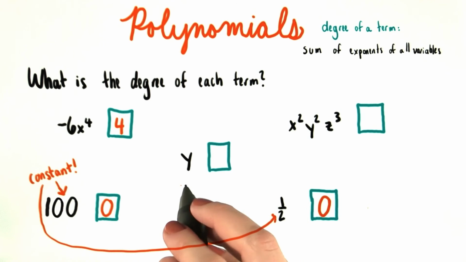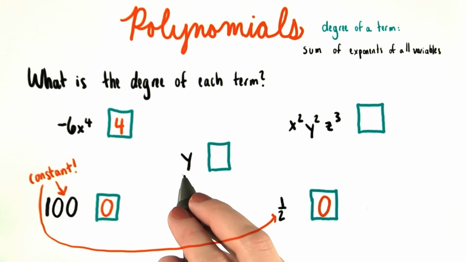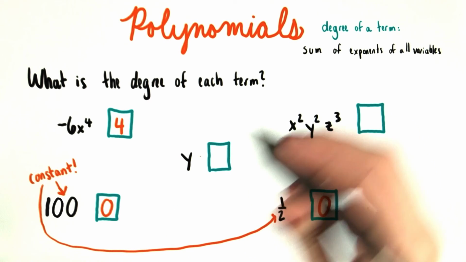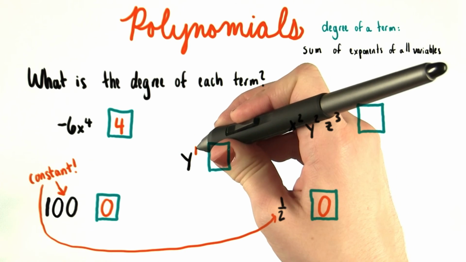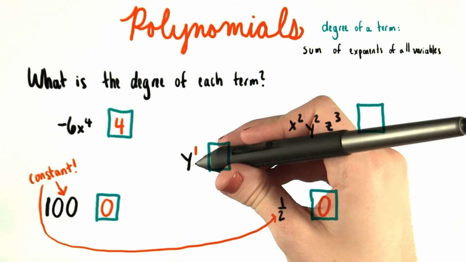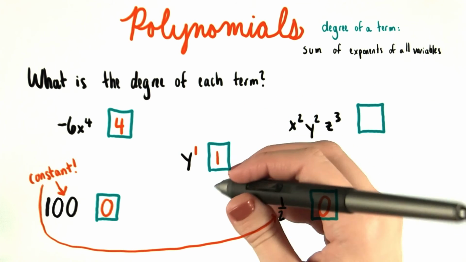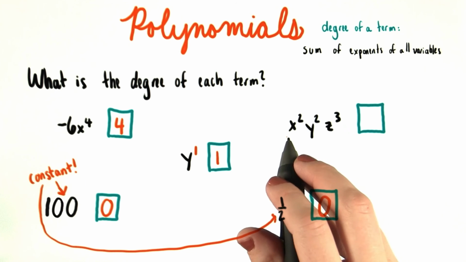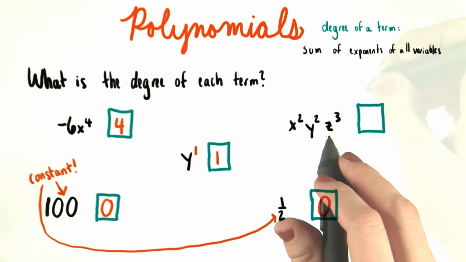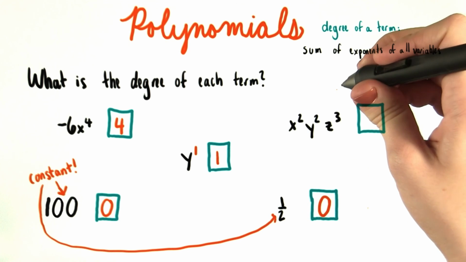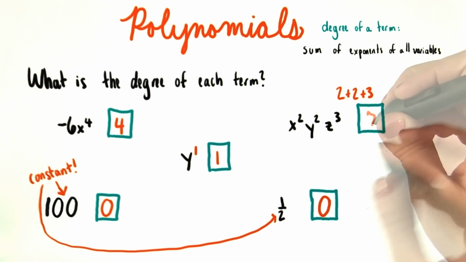For this next term, y, we need to remember that any variable that doesn't have an exponent written explicitly actually has an invisible 1 as its power. So this term has a degree of 1. It's a 1st degree term. And lastly, we have x squared, y squared, z cubed. So the degree of this term is just going to be 2 plus 2 plus 3, which is equal to 7.